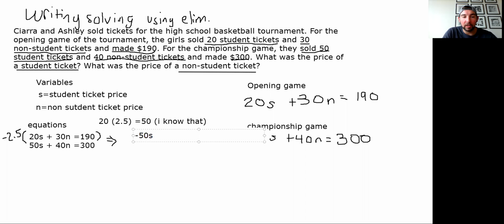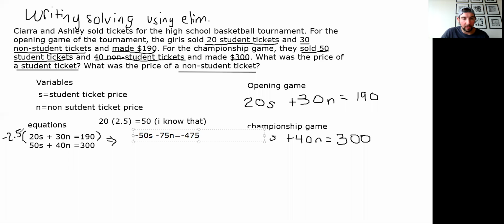30 times negative 2.5 is negative 75n, and that equals, well, 90 times negative 2.5 is going to be, let me grab my calculator. I have one on my phone. That's nice. You can use your phone on these. Okay. I have 190 times negative 2.5, and that equals negative 475. So that's what the top equation becomes when I multiply this.